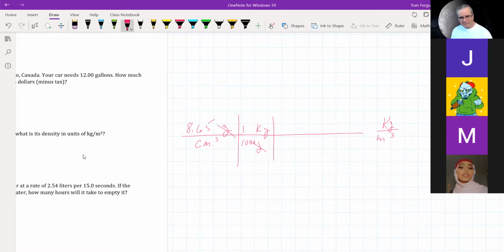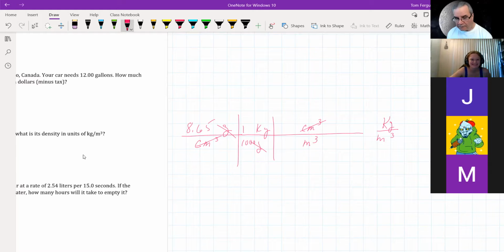Okay, that gives us kilograms per cubic centimeter. We want cubic meters. So the deal is we need to have cubic centimeters cancel. So the point is how many cubic centimeters are in a meter? Well, how many centimeters are in a meter? How many cents are in a dollar? 100. Yeah, so there's 100 centimeters in a meter.